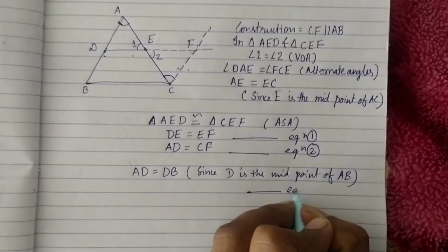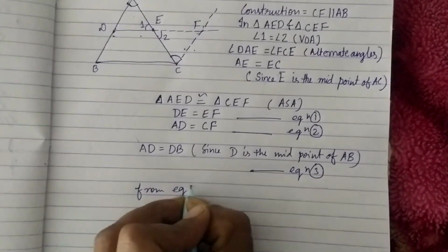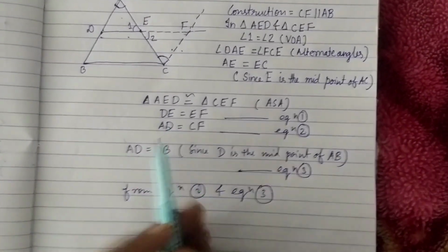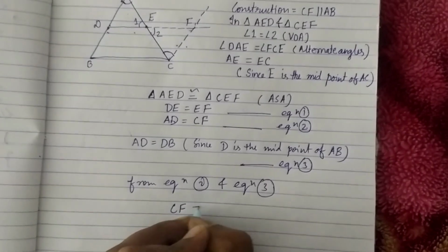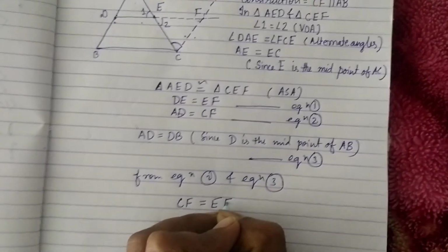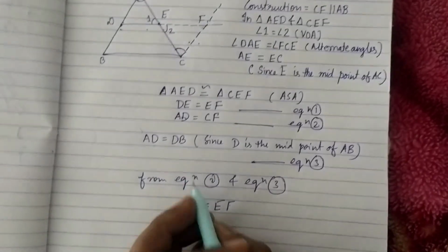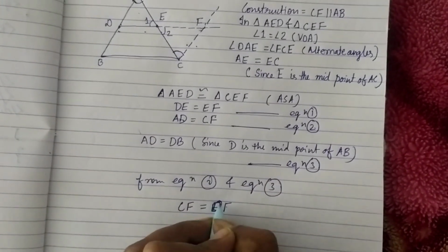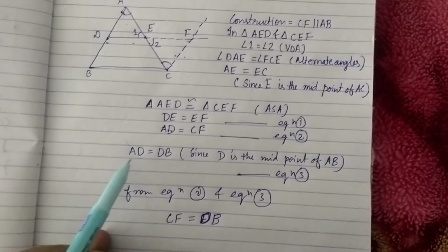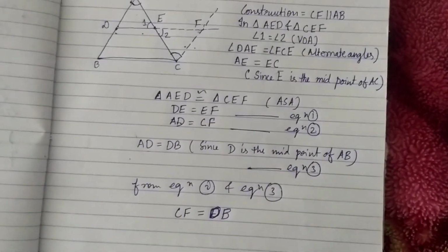This is equation number 3. From equation 2 and equation 3, as AD is common on the left-hand side, CF is equal to DB.